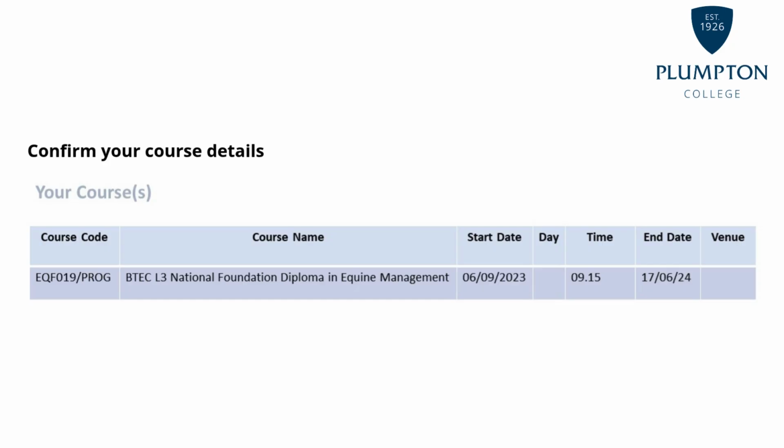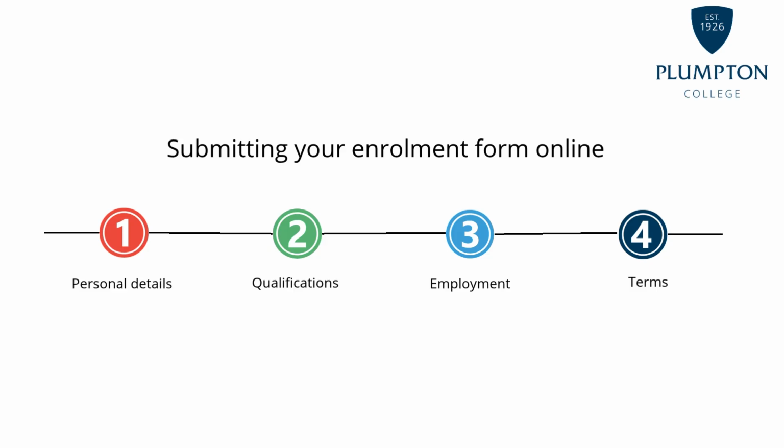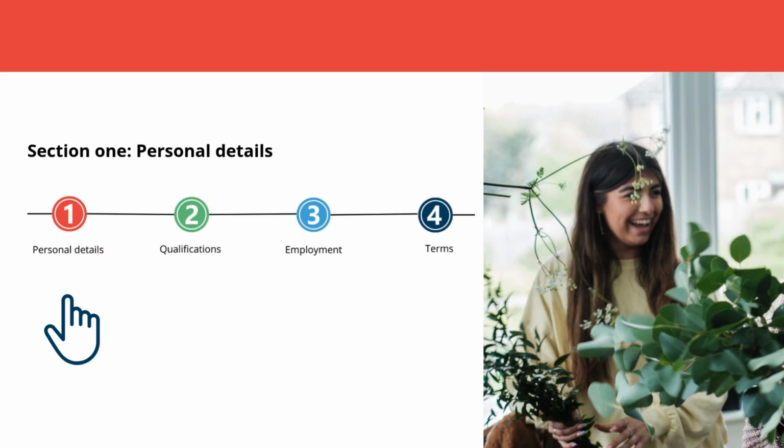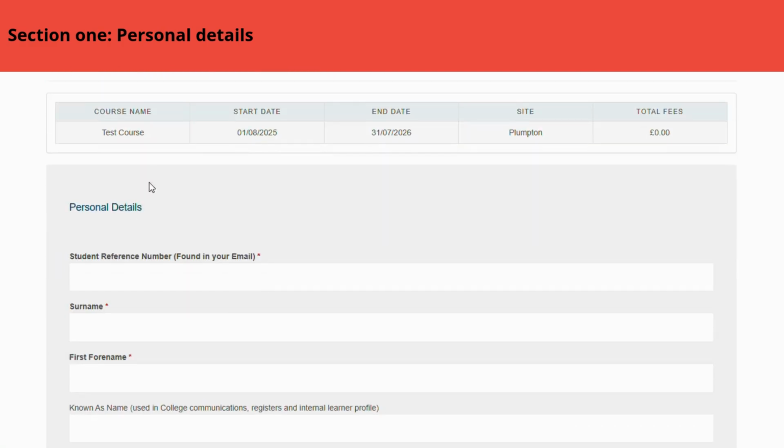Check the course information on the screen is correct and click Next. Now we will start to complete your enrolment details. There are 4 sections. Section 1. Enter your details in the boxes.